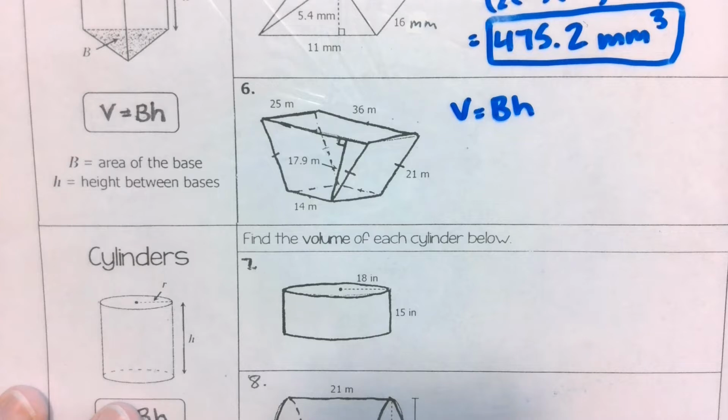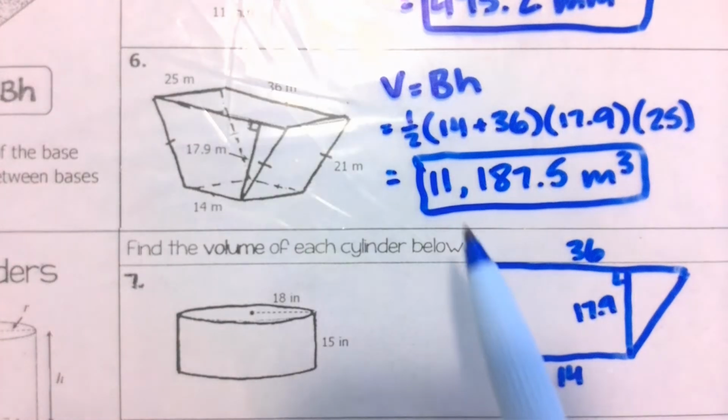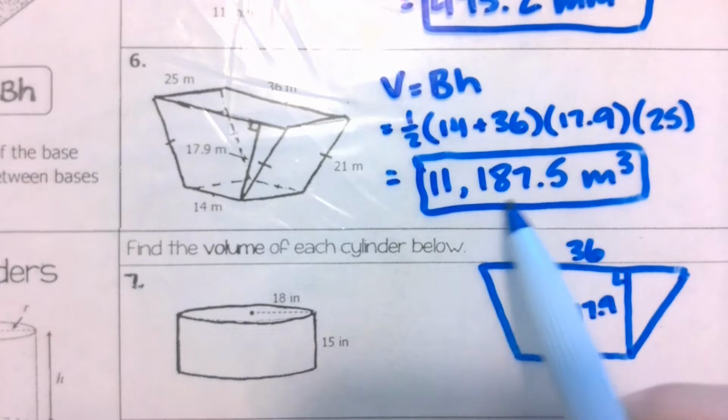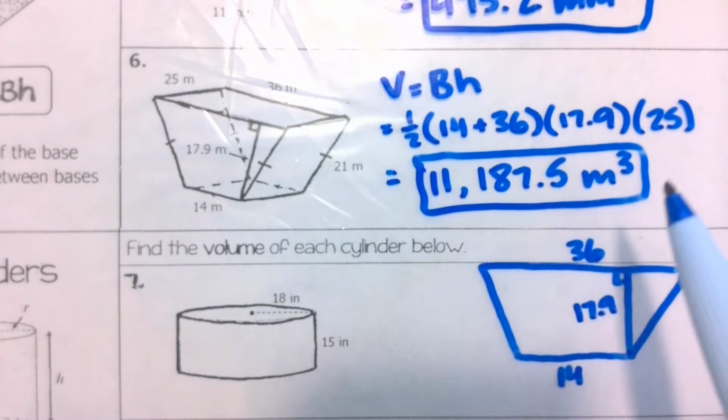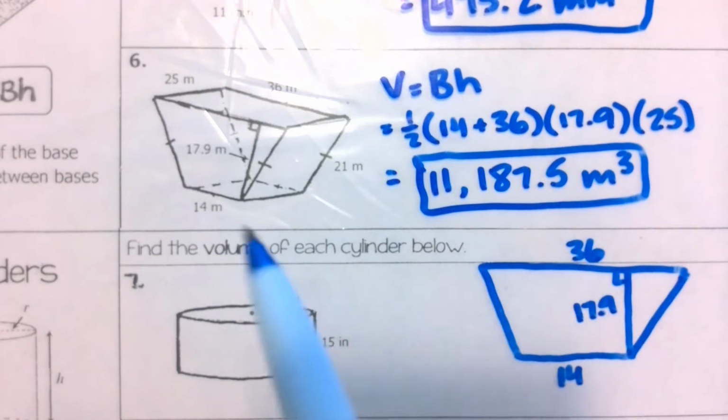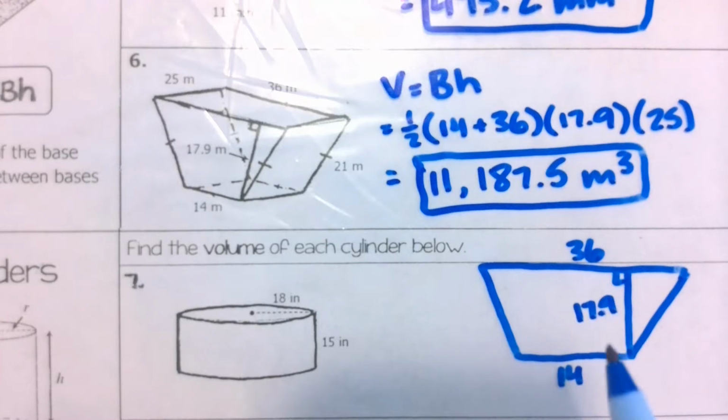go ahead and pause the video and try number 6 on your own. That base is a trapezoid, so be careful with finding the area of the base. Make sure you use the formula for a trapezoid. So we should get this 11,187.5 meters cubed. Make sure with your trapezoid that you're choosing the right base 1 and base 2, so 14 and 36 are the bases. And then the height of that trapezoid should be this 17.9.